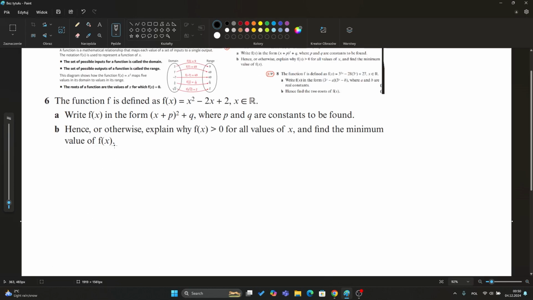Now we have the function f defined as f of x equals x squared minus 2x plus 2, where x is a set of real numbers. Write f of x in the form x plus p squared plus q, where p and q are constants to be found. Now when it says p and q are constants, this means that these are the values that never change. So the constant could be a 1, it could be a 3, it could be a pi. So that is just any number. The p and q is just any stable number.